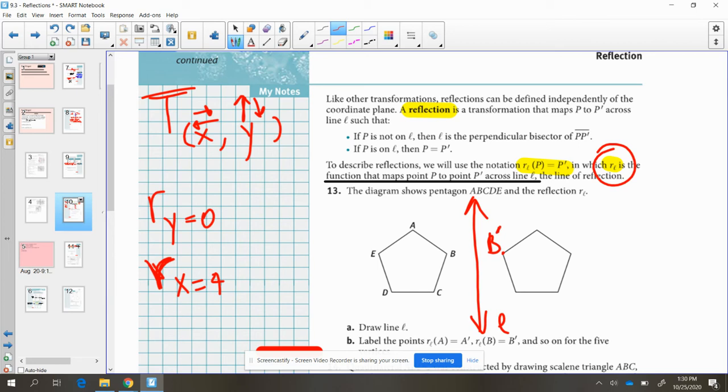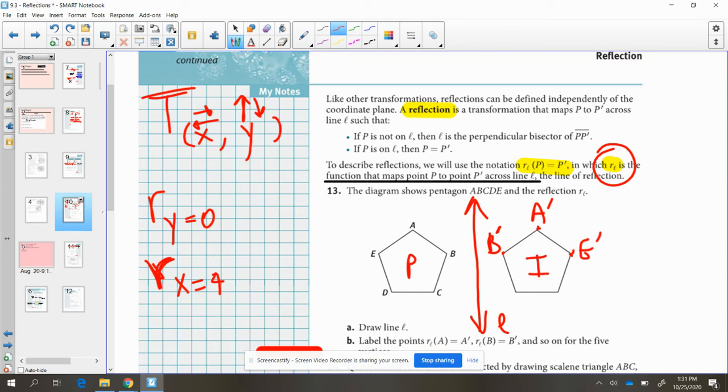So B is going to map to B prime and be that same distance away. A is going to map to A prime, so that's where it's going. Notice they're talking about how original point P now becomes P prime. So that's showing us which is the image and which is the pre-image. So we have pre-image, image over here.